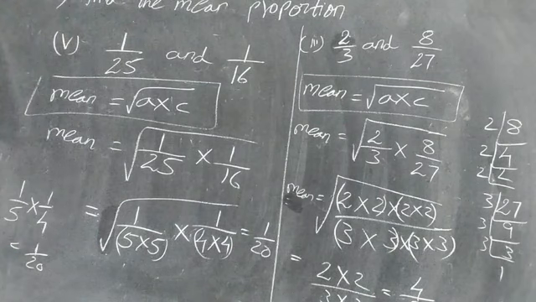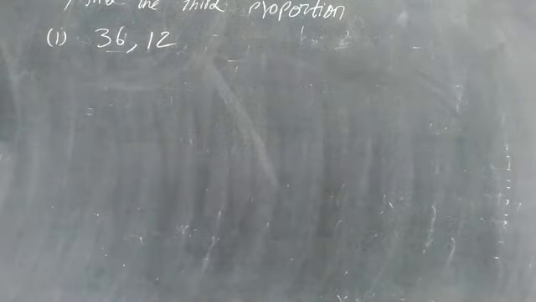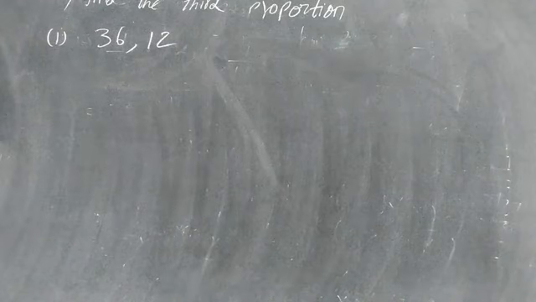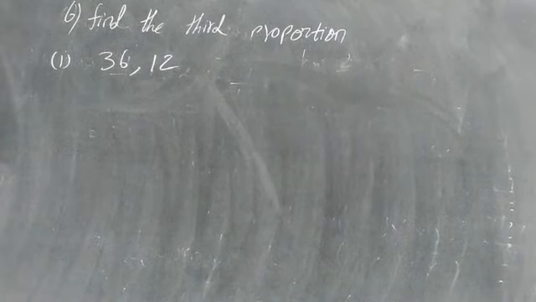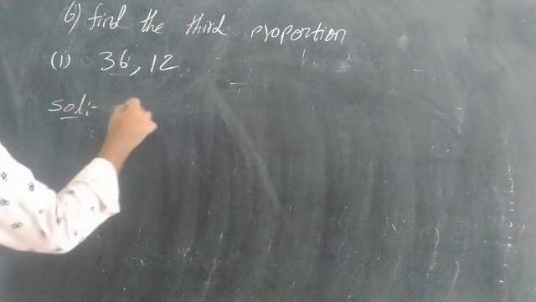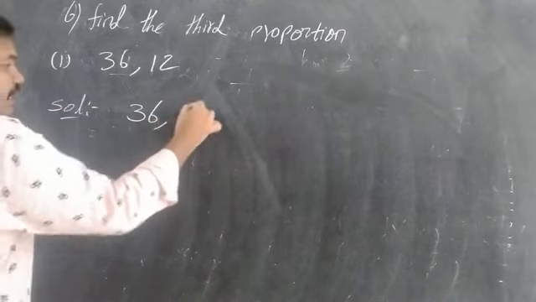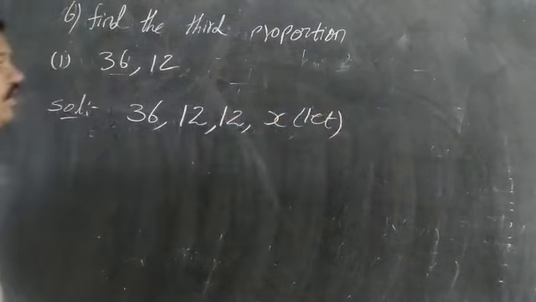And the next sum, see here. Find the third proportional. What is the given sum? What is called third proportional? The middle two numbers are the same. Which two are the same? This 12 is the same. So write that one. Solution: 36 comma 12 comma 12 comma x.